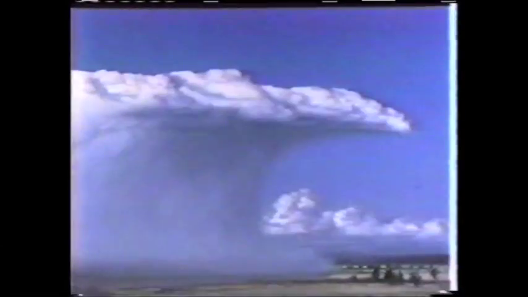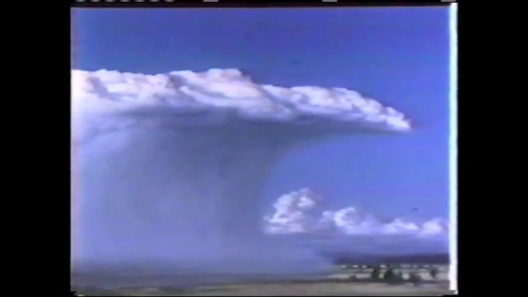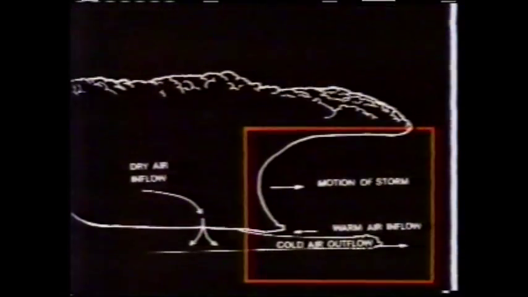This painting shows the basic features of a mature thunderstorm. As air rises in the updraft of the storm, it condenses to form rain. Being more dense than its surroundings, the rain-cooled air falls to the ground and spreads out in a shallow pool known as the thunderstorm outflow, shown at the bottom of the painting.